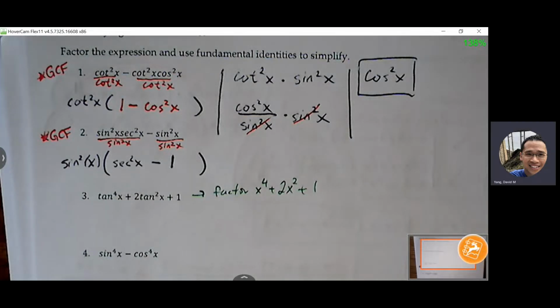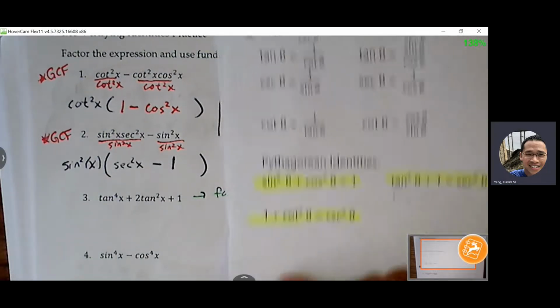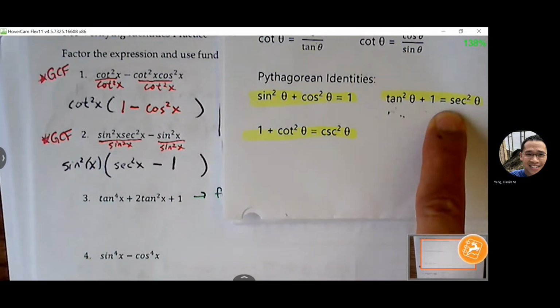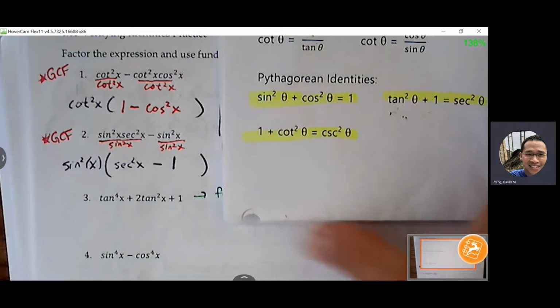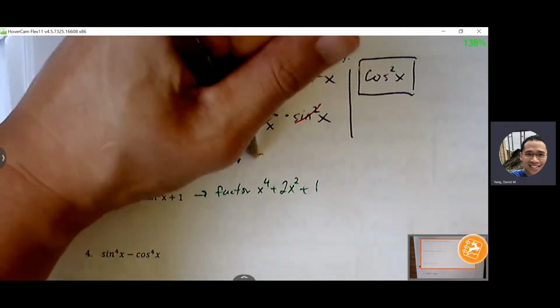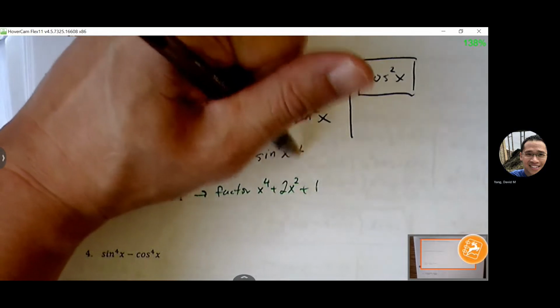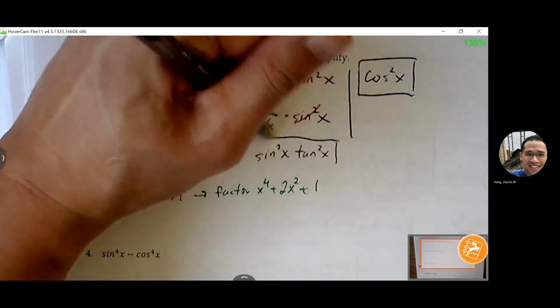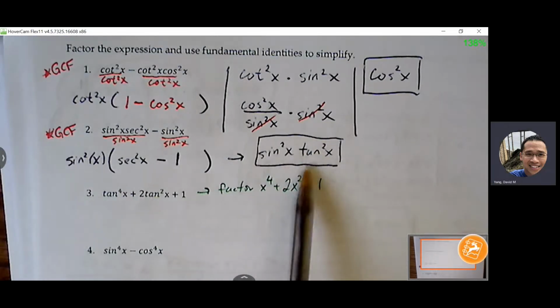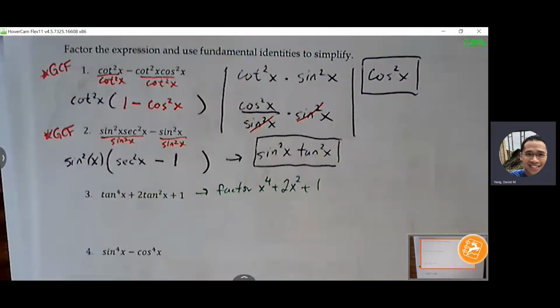GCF for number 2 feels like number 1. Factor the sine squared out, put the remaining pieces inside a set of parentheses. I've got an identity that I can use here, secant squared minus 1. It's just tangent squared. I think that's as far as we can go. Right. If I make this sine over cosine, I can't get anything to cancel out.